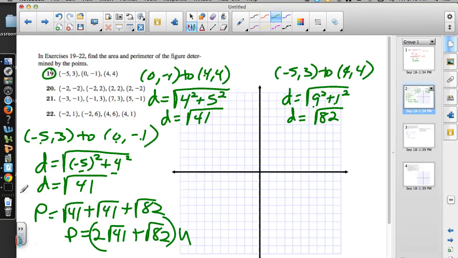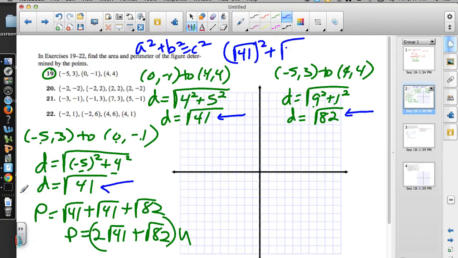I started thinking, well, area equals 1/2 base times height. And there was something very suspicious about the fact that both of those were the square root of 41, and this was the square root of 82. So I would investigate that and say, you know what? This works in the Pythagorean theorem. A squared plus b squared equals c squared. The square root of 41 squared plus the square root of 41 squared does equal the square root of 82 squared. That means this is a right triangle.